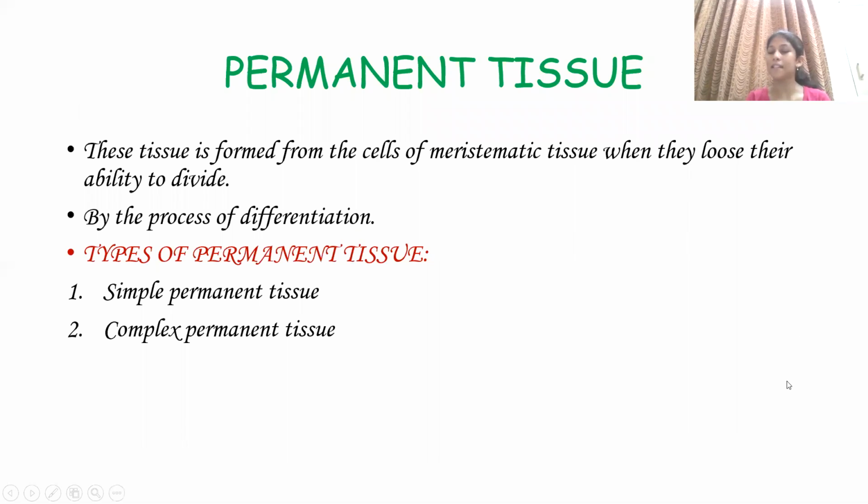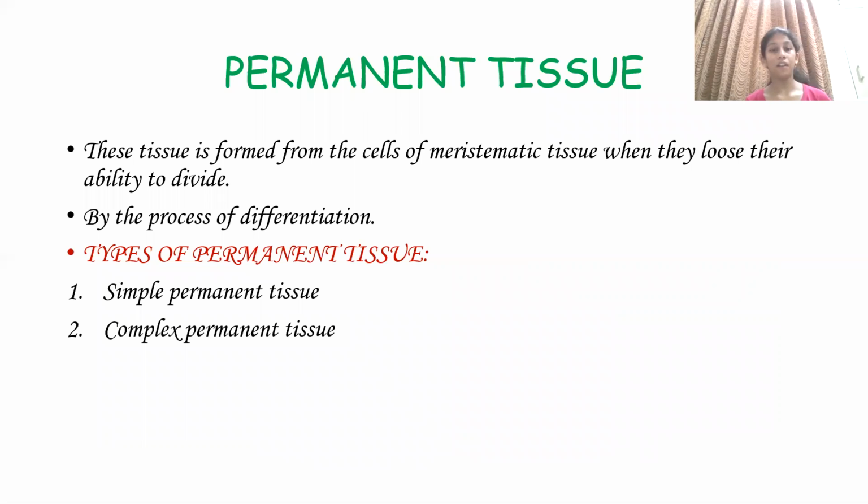Permanent tissue. The next type of plant tissue is permanent tissue. This tissue is formed from the cells of meristematic tissue when they lose their ability to divide. As we know, meristematic tissues have very active cells which keep on dividing continuously. When those cells lose their ability to divide, they form permanent tissue. The process of meristematic tissue becoming permanent tissue is known as differentiation.